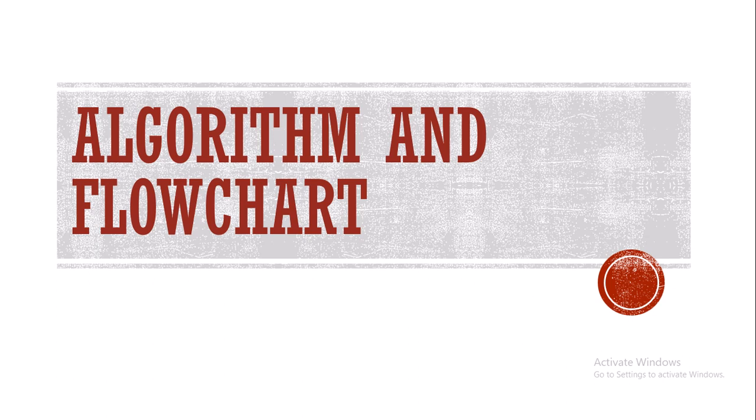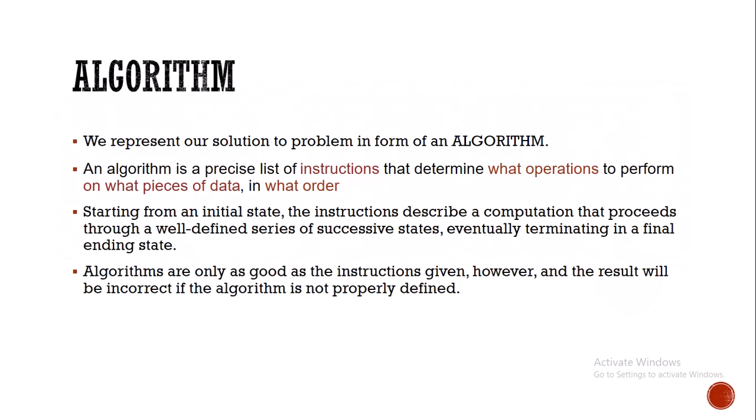We have discussed briefly about algorithm in our first video and also practiced by writing algorithm of making a cup of tea. Okay, let's discuss algorithm in detail now. We represent our solution to problem in form of an algorithm. An algorithm is a precise list of instructions that determine what operations to perform on what pieces of data, in what order. Starting from an initial state, the instructions describe a computation that proceeds through a well-defined series of successive states, eventually terminating in a final ending state.